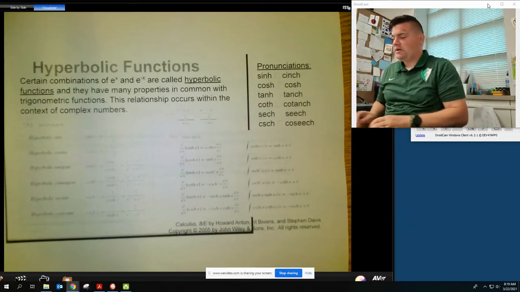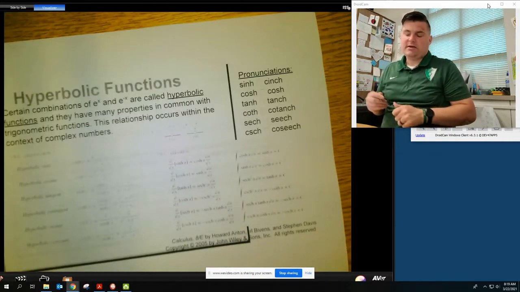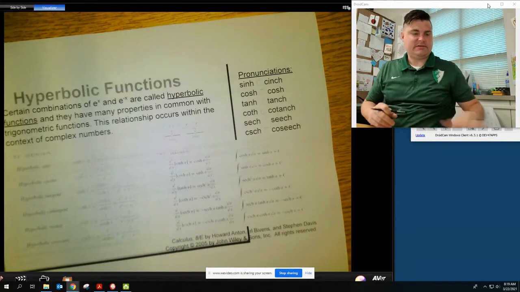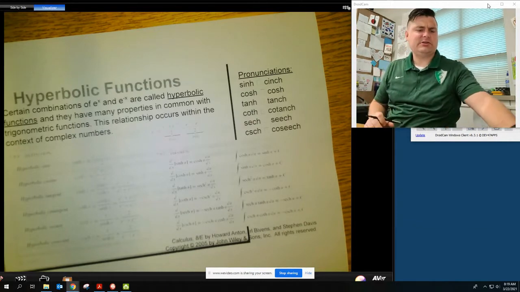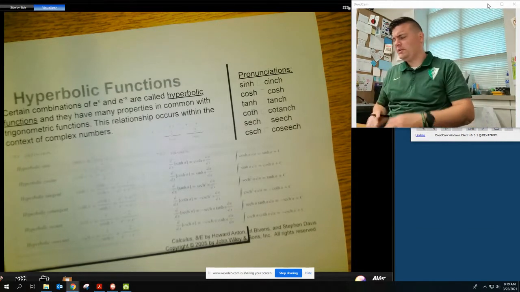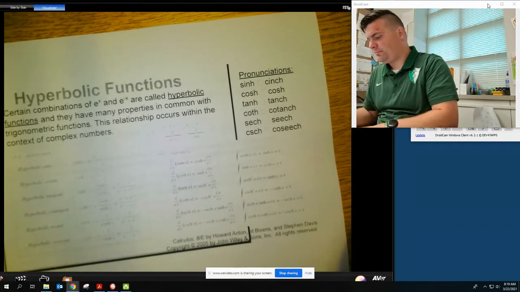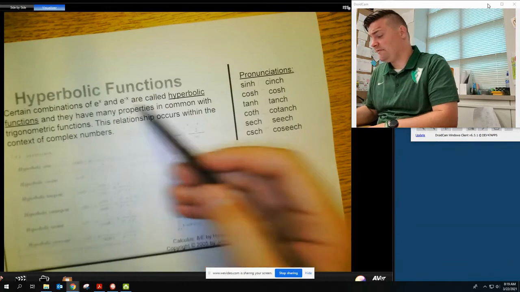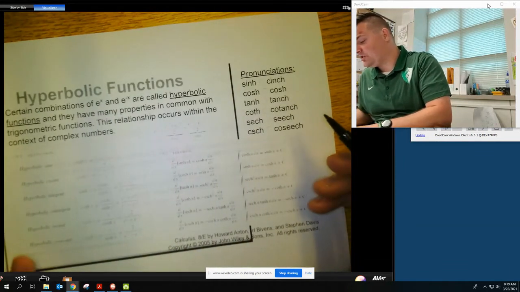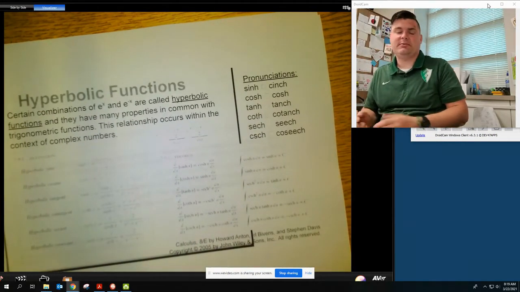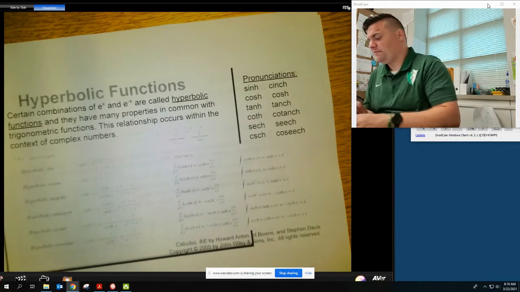Welcome to our video here on hyperbolic functions. These are functions that you're going to see possibly in some of your college classes. They'll just randomly appear, so I just want to make you aware of what they are. Certain combinations of e to the x and e to the negative x are called hyperbolic functions and have many properties in common with trig functions.